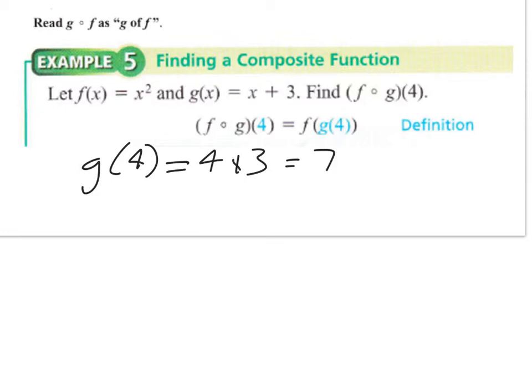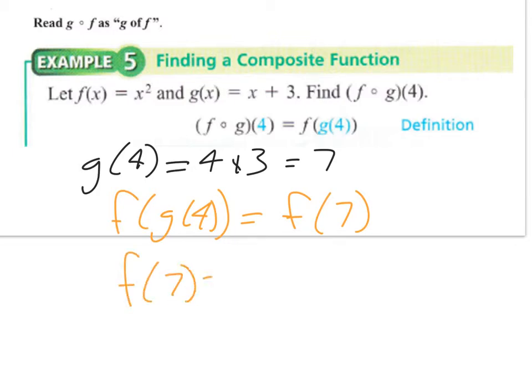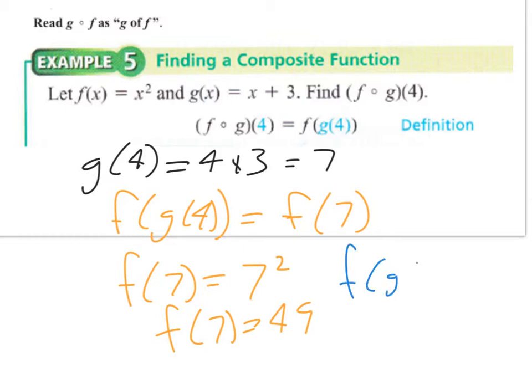So if g of 4 is 7, then f of g of 4 is the same as f of 7. Well, f of 7 is pretty simple to figure out. If I'm figuring out f of 7, I just replace x with 7, which would give me 7 squared. F of 7 is 49. So if f of 7 is 49, and f of 7 is the same as f of g of 4, and that's what I'm looking for, then f of g of 4 is 49.